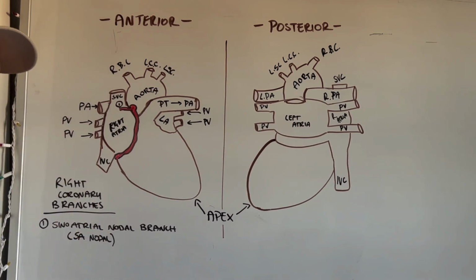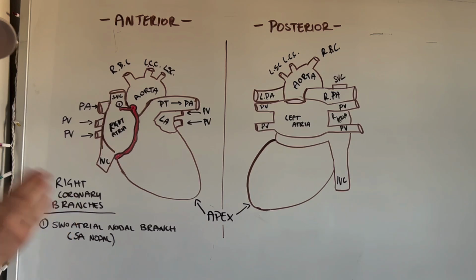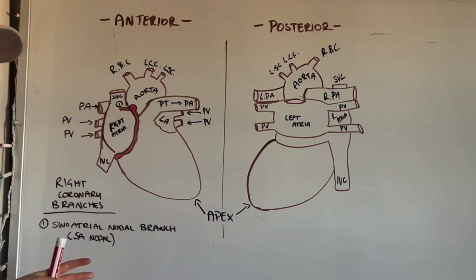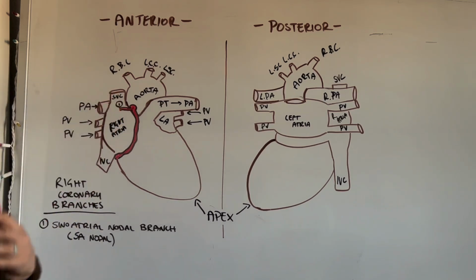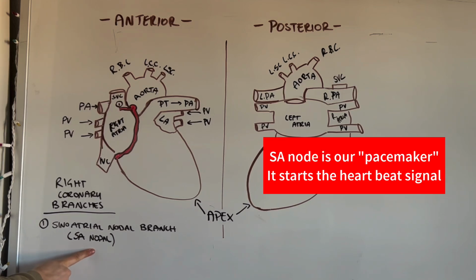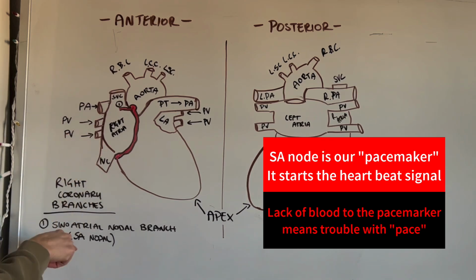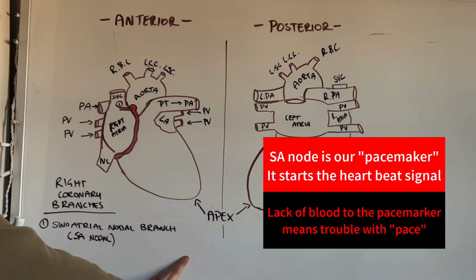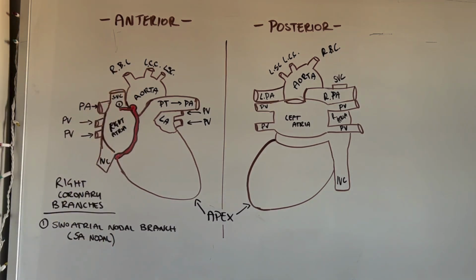Why is that so important? Because this SA node and the AV node, which it also supplies because it gives off a branch that we never really name. It just goes to the right atria near the valve. That branch is going to supply your AV node. But the reason it's important is because the SA node starts the signal for conduction of the heart. So that signals your heart to beat. If this does not have blood, you have a big problem on your hands. So very important to know where this branch branches from, which is the right coronary artery, not the left.